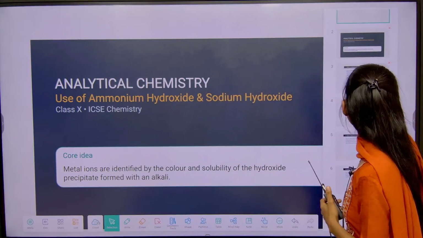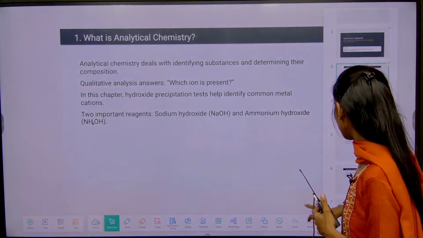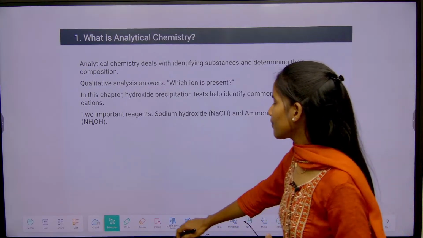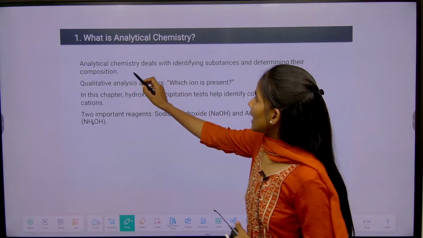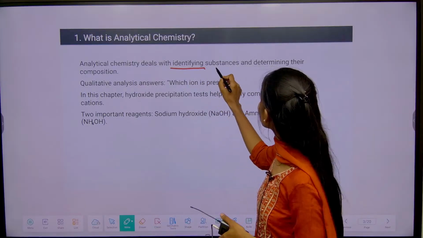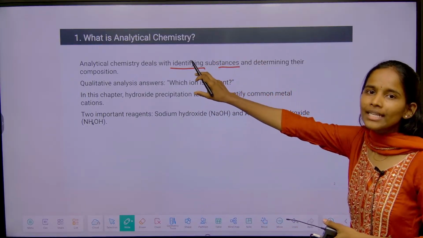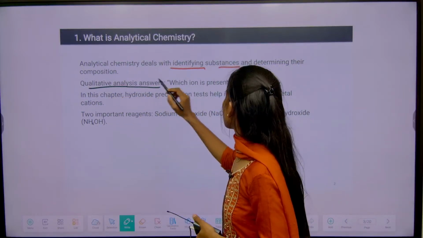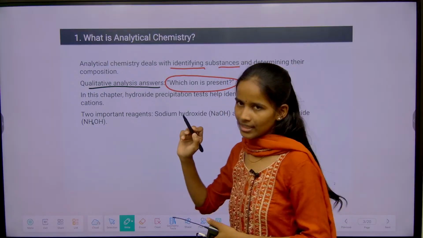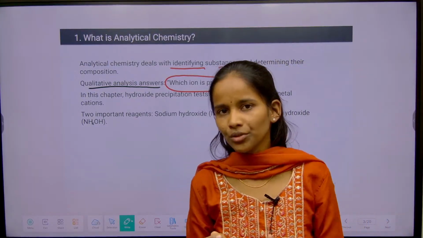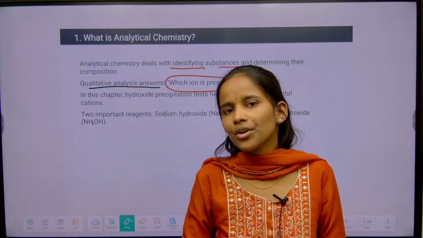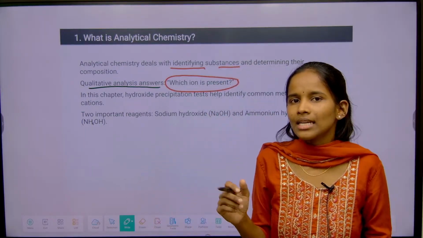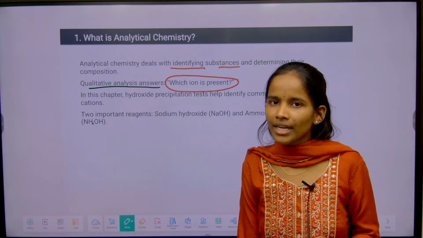See, in analytical chemistry, first, what is analytical chemistry? Analytical chemistry deals with the identification of substances and determining the composition, what type of composition is present in that. Qualitative analysis answers which ion is present. For example, any salt is given to you. If we are asking what type of cation is present in that, how to check? With the help of analytical chemistry, that qualitative analysis, we can check what type of ions are present.